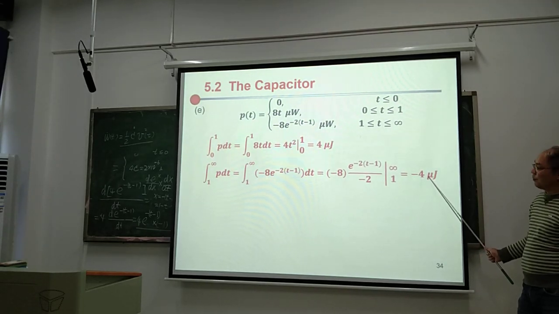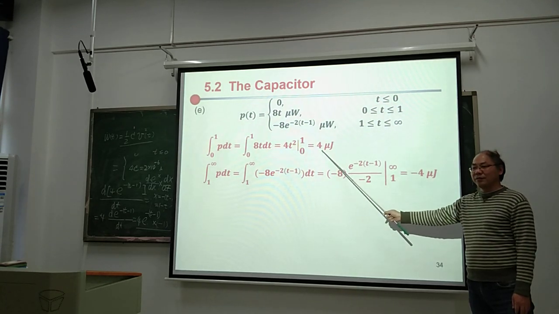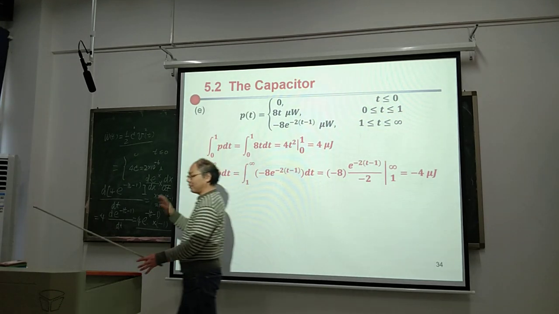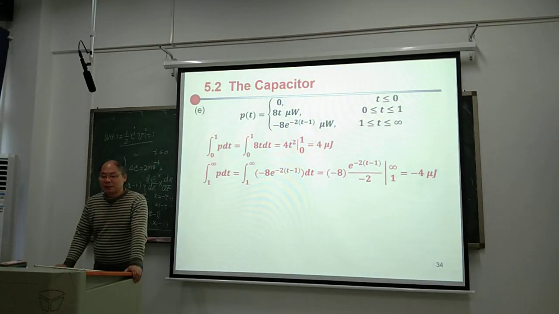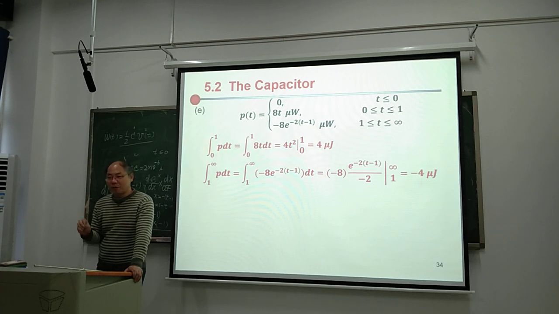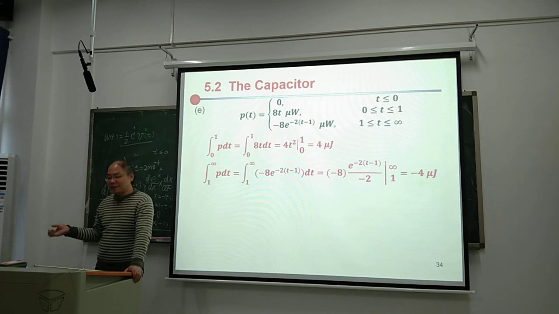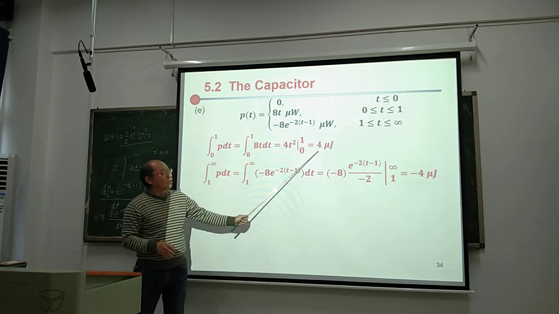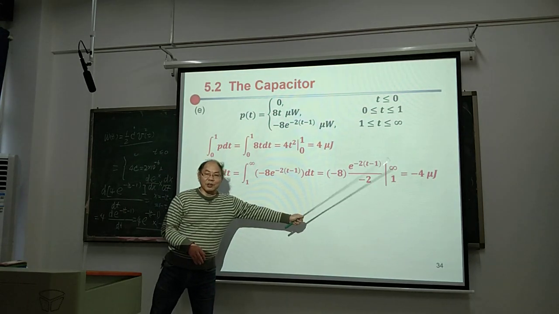So we get this minus 4. This is positive 4, this is negative 4. So this equals 1A. That means the energy stored in the capacitor is all extracted. And next, the energy stored in the capacitor is 0, right? Or minus 4 equals 0.